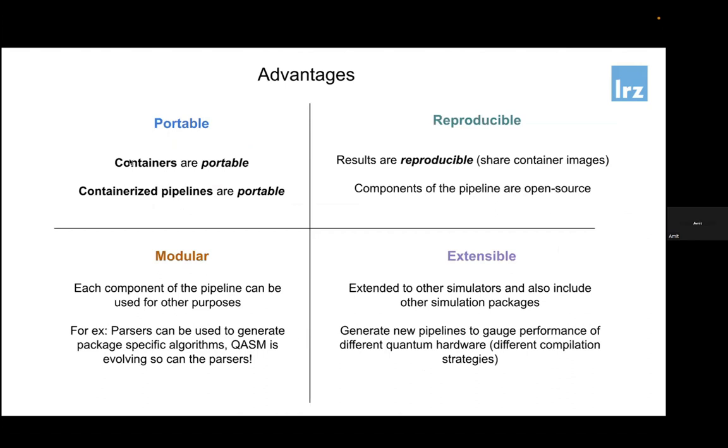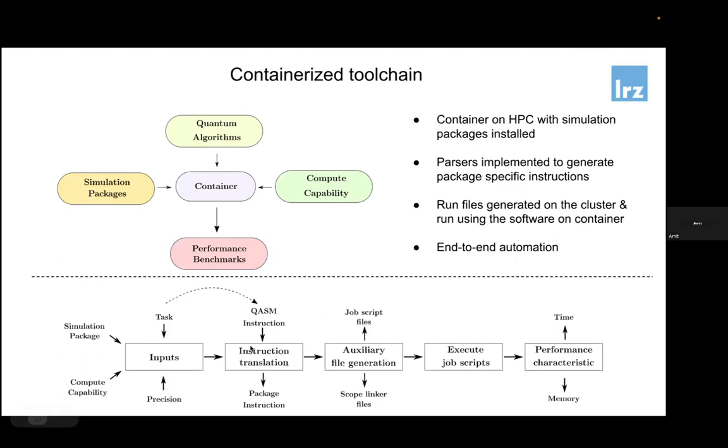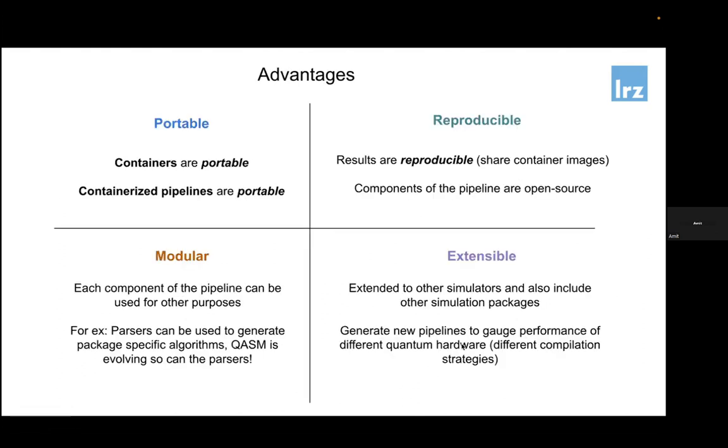So what are the advantages of using such a containerized toolchain? The containers are portable, so the pipelines are portable. That helps in the reproducibility of the results. We can just share the container images and then the results can be reproduced. Also, the components of the pipeline are modular. That is, each component here can be developed independently. It doesn't restrict the toolchain.